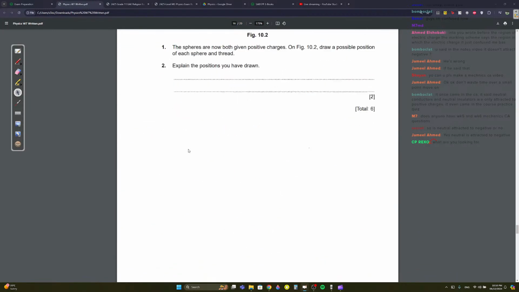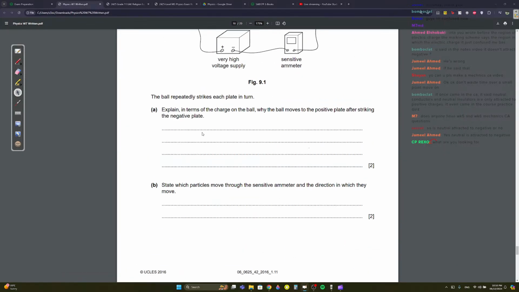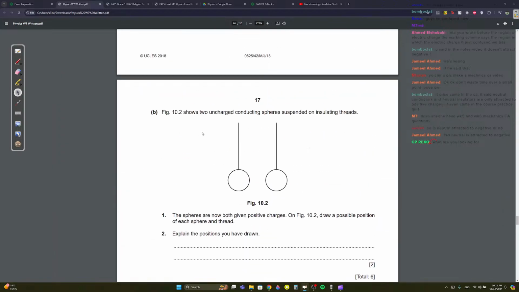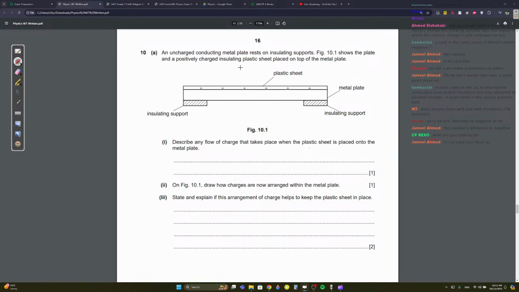Question 10. How many do we have left? Two. I think we have two more papers. An uncharged conducting metal plate rests on insulating supports. Figure 10.1 shows the plate and the positively charged insulated plastic sheet placed on top of the metal. Describe any flow of charge that takes place when the plastic sheet is placed onto the metal plate.